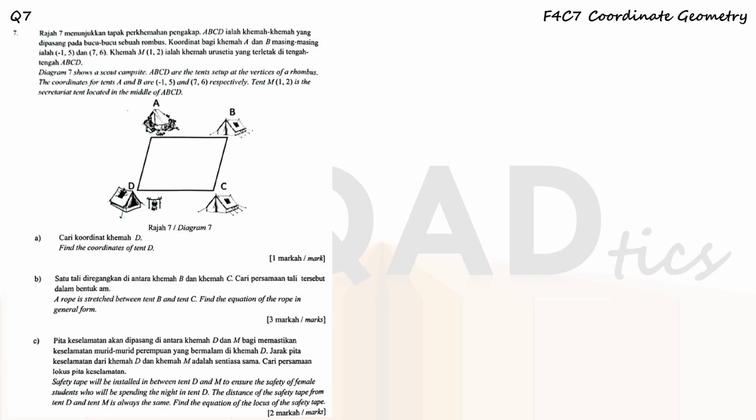Alright, question 7 is from coordinate geometry, and for the information here, I have already drawn it into this diagram 7. Okay, so to let you know that the point M is actually the midpoint of AC and BD. Okay, so for the first part, we need to find the coordinates of point D. So if you can see, for point D, this is actually one of the lines which has the midpoint. So we can use the midpoint formula to help us find the coordinate D.